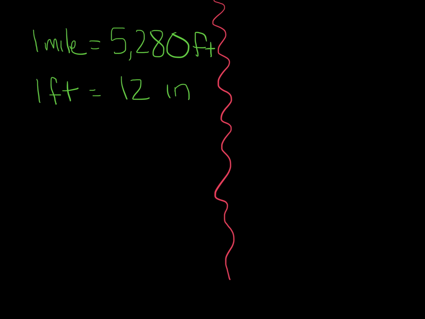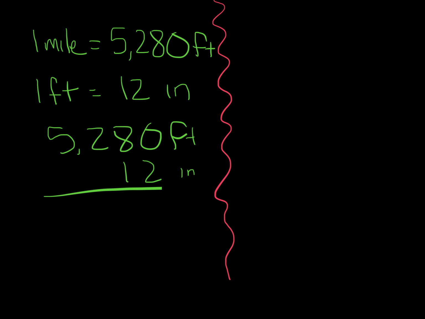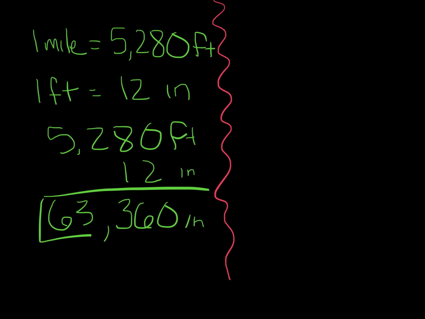In conclusion, let's finish that problem I posed to you at the very beginning. Let's actually find out how many inches are in 1 mile. So let's take 5,280 feet multiplied by 12 inches, because there's 12 inches in 1 foot, and you will get a grand total of 63,360 inches. Now this, in my opinion, is a very ugly number.